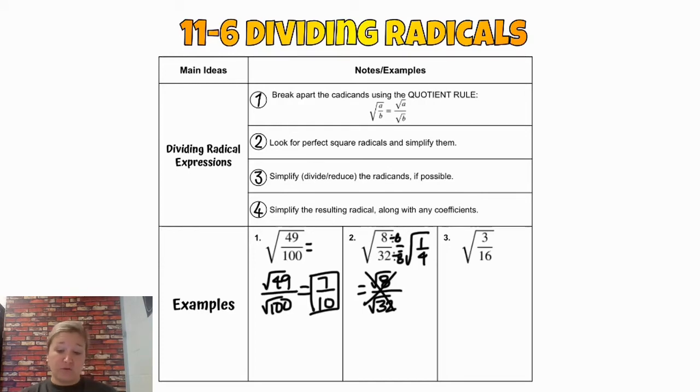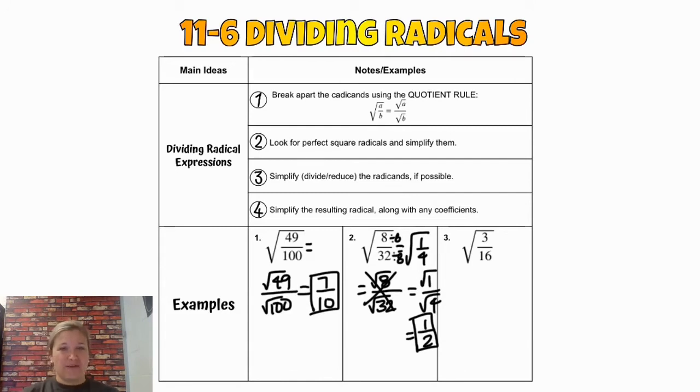So I have the square root of 1/4, which equals the square root of 1 divided by the square root of 4. The square root of 1 is 1. The square root of 4 is 2. So you end up with 1/2. So again, the first step that I went to in number 1 was to go ahead and split it up because I had perfect squares.